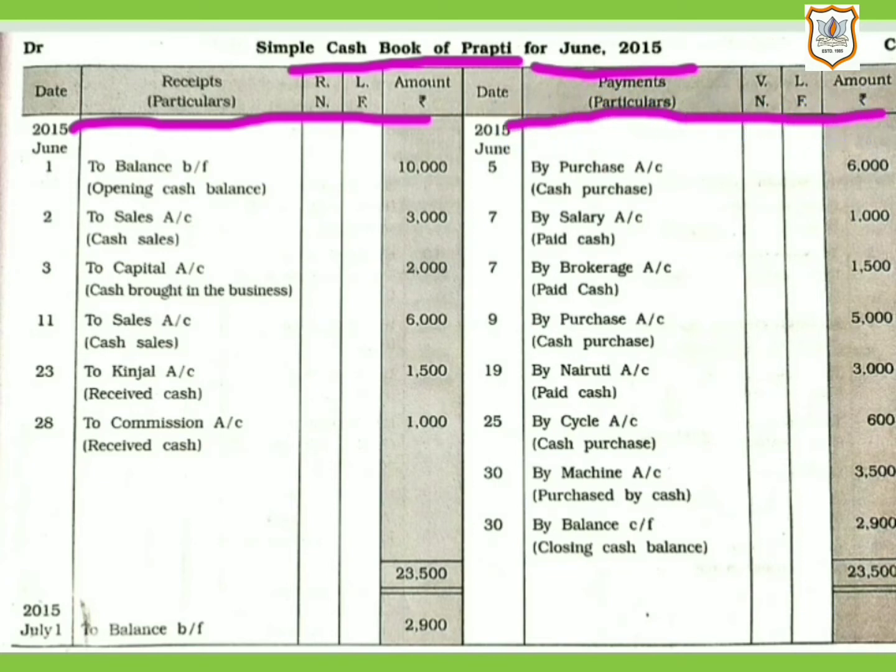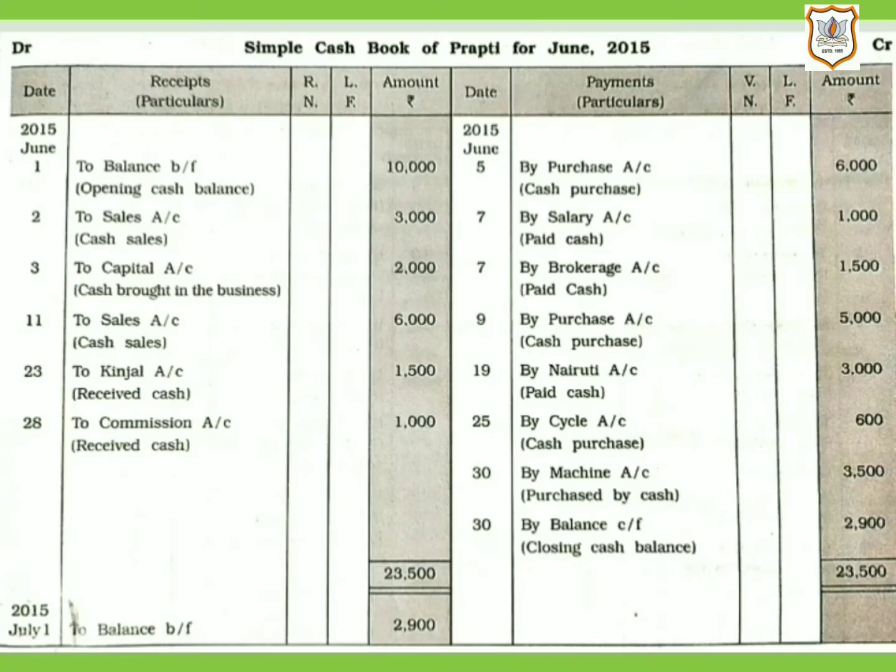Here it is. Now, we know cash account is a real account. Therefore, when the cash comes in the business, it is debited to cash account. And when cash goes out, it is credited to cash account. So in this way, by considering all these points, we have to prepare cash book. So let's start with the first transaction.